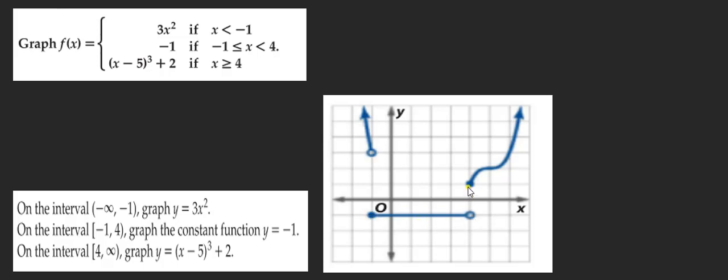For the same reason, 4 is included for the third piece. That's why at x equals 4, it was a closed dot for this graph and open for y equals -1. So this is how you graph a piecewise function using the TI-84. But note the limitation.